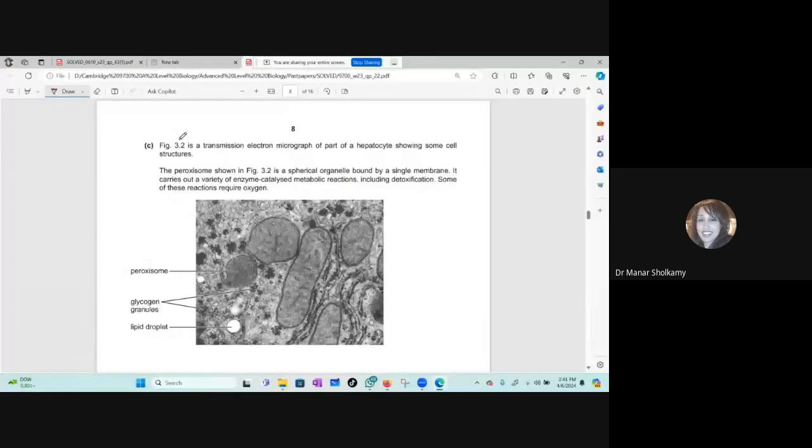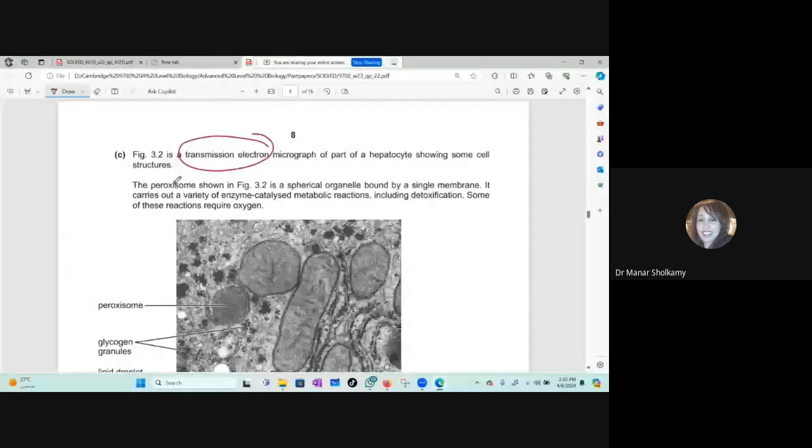Figure 3.2 is a transmission electron micrograph. If you notice, they always get questions on the transmission in every variant. Transmission means we're looking inside the cell. So we have to be looking at a particular organelle, not the whole cell, of part of a hepatocyte showing some cell structures. The peroxisome shown in figure 3.2 is a spherical organelle bound by a single membrane. It carries out a variety of enzyme-catalyzed metabolic reactions, including detoxification. Some of these reactions require oxygen.